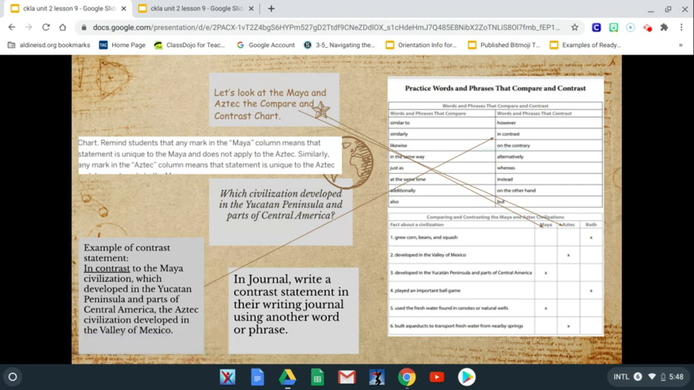For example, this was the contrast statement that I constructed. I said, in contrast to the Maya civilization, which developed in the Yucatan Peninsula and parts of Central America, the Aztec civilization developed in the Valley of Mexico. So that is a way I use the in contrast phrase here to compare two things about the Mayan and Aztec civilizations. So in your journal, it's your turn to complete it.